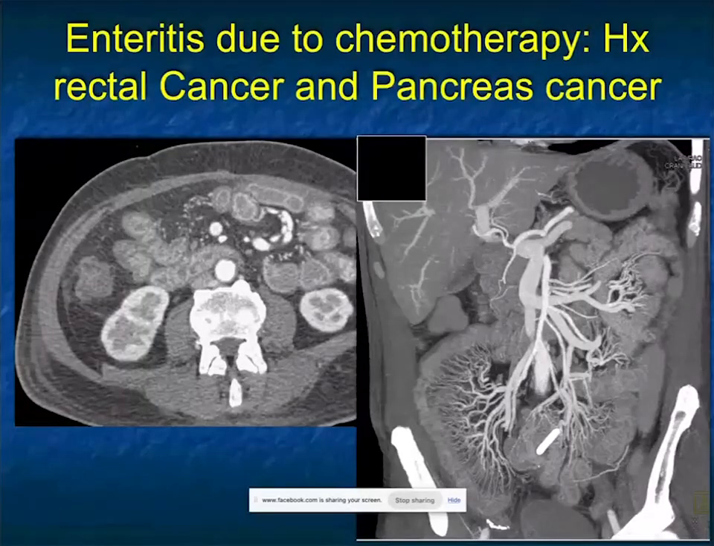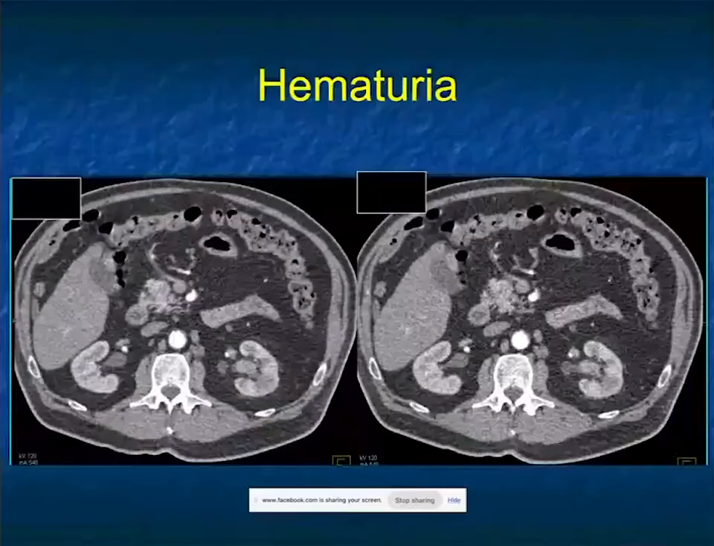This was a patient with rectal cancer and pancreatic cancer. This was a severe enteritis. Just again, a really nice example of how impressive enteritis can be. We just published an article in Emergency Radiology on this topic that's worth reading.